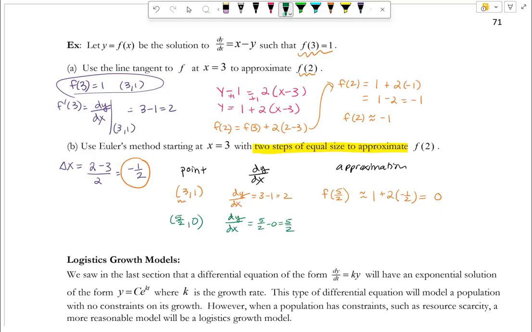So now to find f of 2, because I'm going back a delta x of negative 1/2, 5/2 minus 1/2 is 4/2, which is 2. I'm going to start with my last output, which was my 0, plus my slope, which was 5/2, times my delta x, which is negative 1/2. So we end up getting an approximation of negative 5/4. Therefore, using Euler's method and using 2 steps of equal size, f of 2 is approximately negative 5/4.